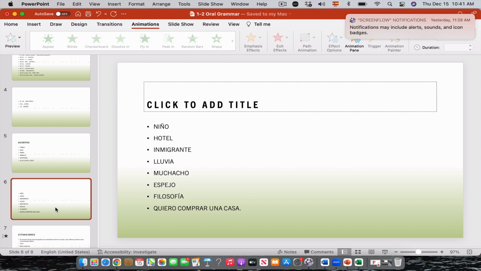Quiero comprar una casa. So remember, in this case, QU produces K, right? And also at the end, the CA produces K. Quiero comprar una casa. Remember, the combination CO or CA produces K. But if you have the vowel E or I, in this case, if you want to produce that sound, it's going to be QU. Okay, quiero.